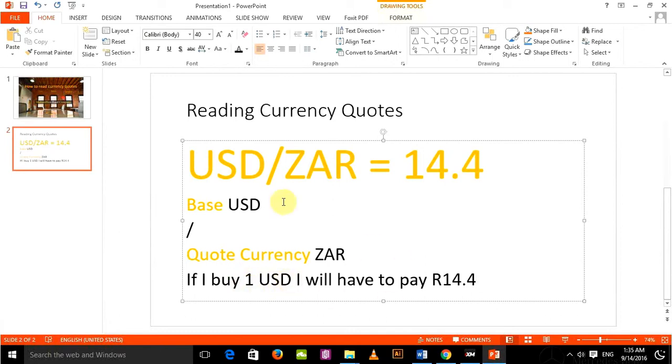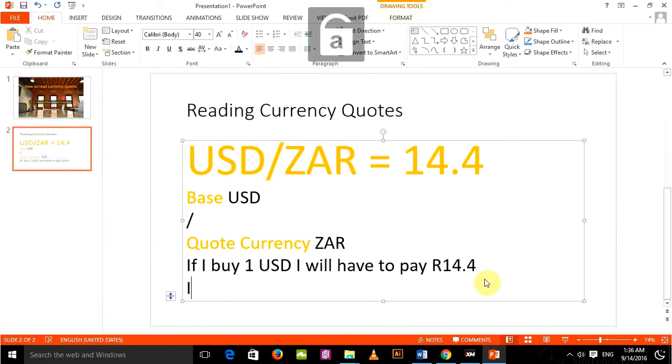So it's always the basis that you are buying in terms of your quote currency. So the exchange is always in terms of the quote currency. If this was the Canadian dollar, you would say that to purchase 1 USD will cost me 14.4 Canadian dollars. So it's always one of your base currency at the price of the quote currency.